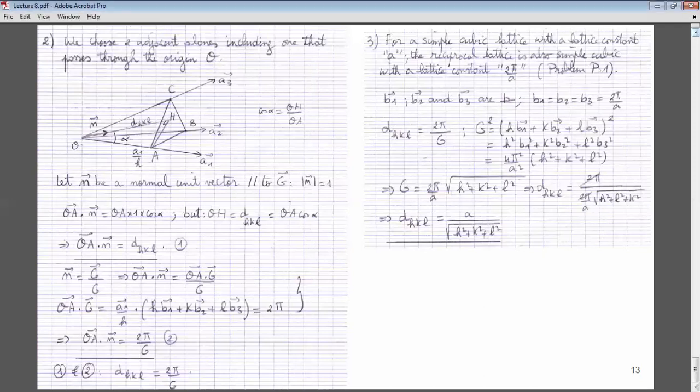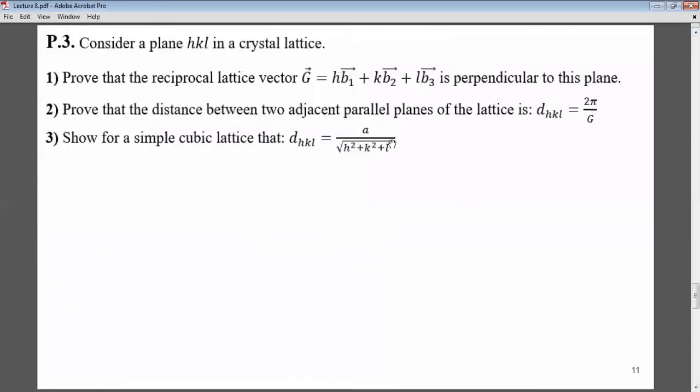So by now you should know that the reciprocal lattice vector G is perpendicular to the plane whose indices are H, K, L. And the distance between two adjacent parallel planes of the lattice is dHKL equal to 2 pi over |G|. And for a simple cubic lattice, this distance is a divided by the square root of H square plus K square plus L square. That's it for today's lecture.